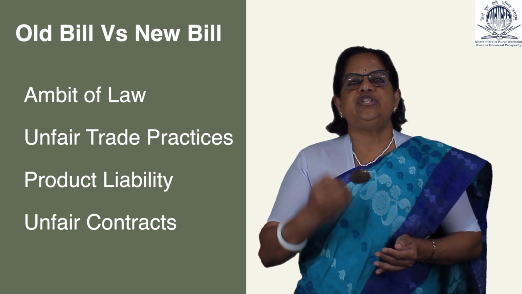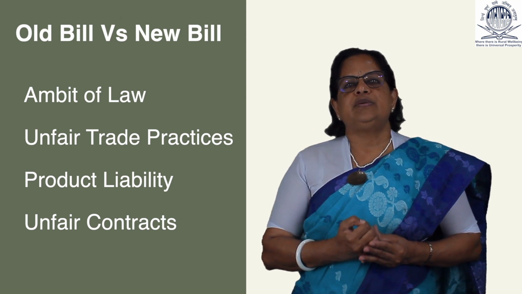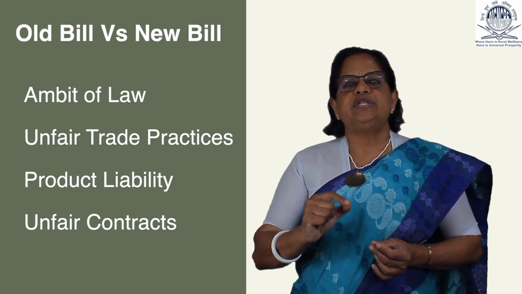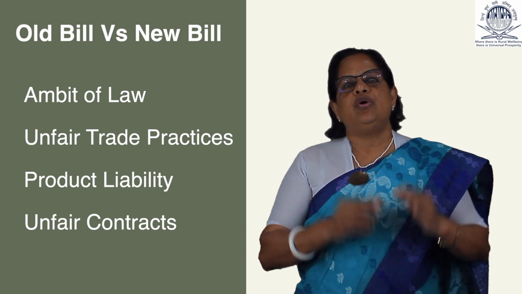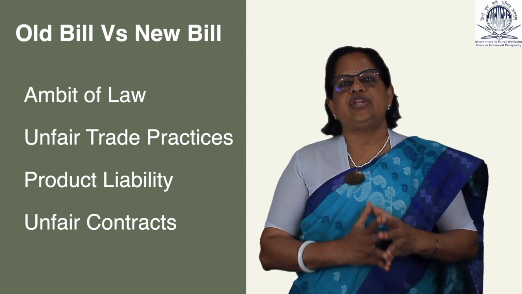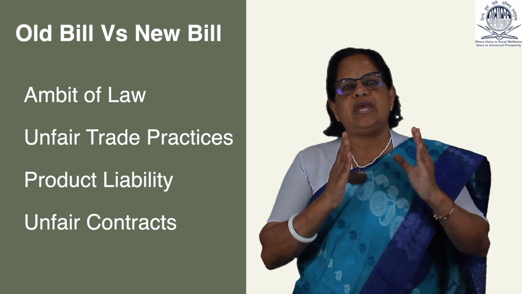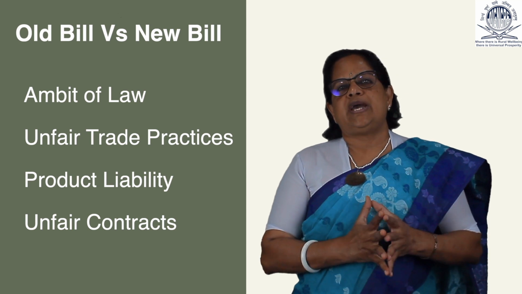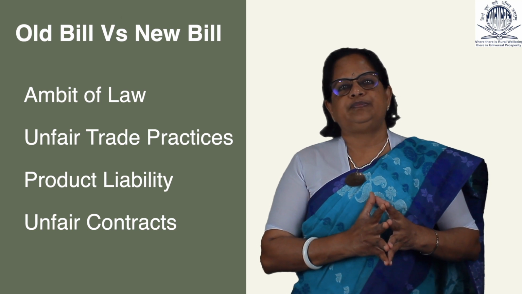The first distinction is based on the ambit of law. In the old Act, all goods and services for consideration, while free and personal services are excluded. Whereas in the new Act, all goods and services, including telecom and housing construction and all modes of transactions, online, teleshopping, etc. for consideration are included under the purview of the Act. Free and personal services are excluded.